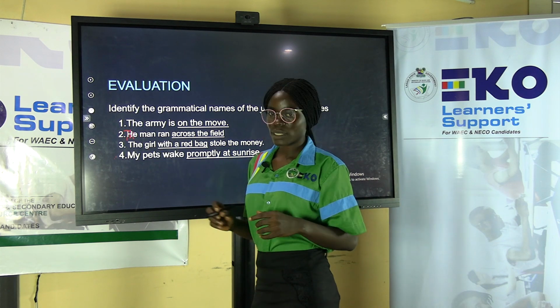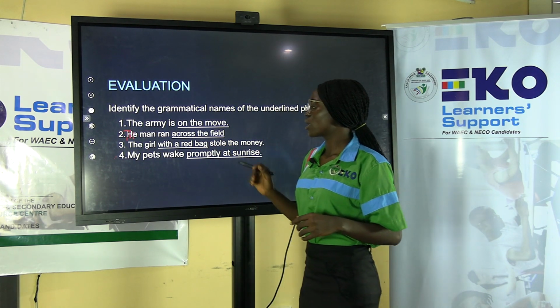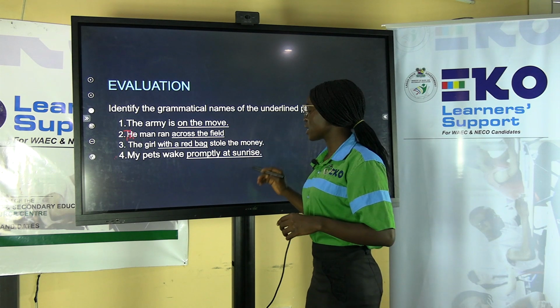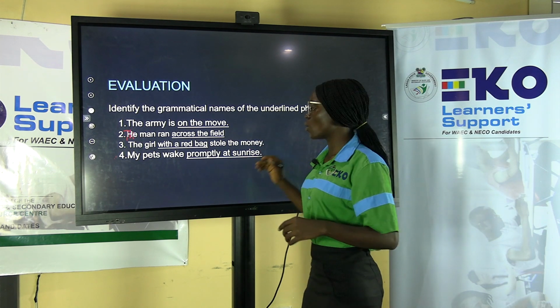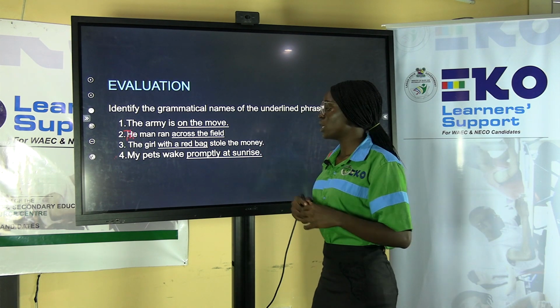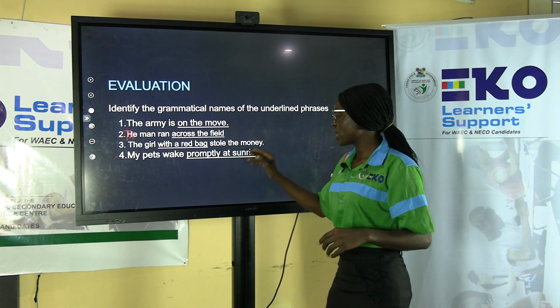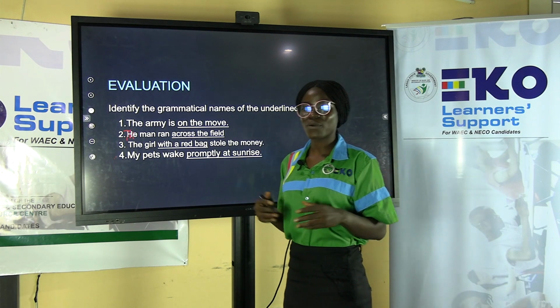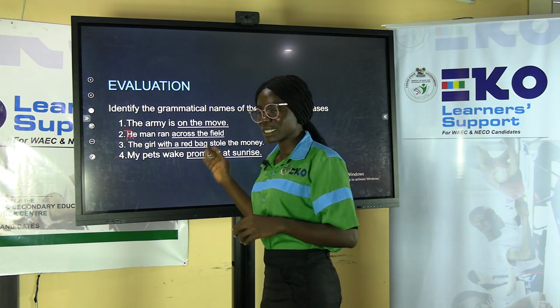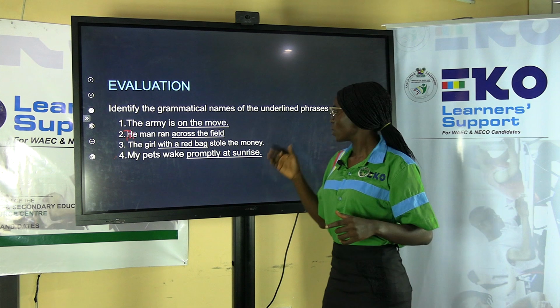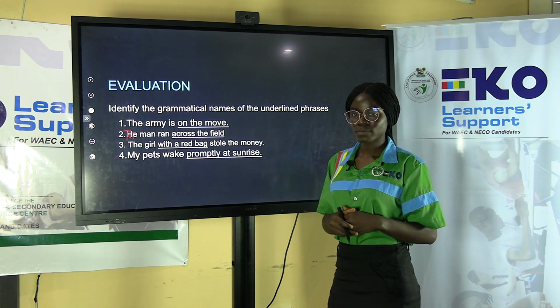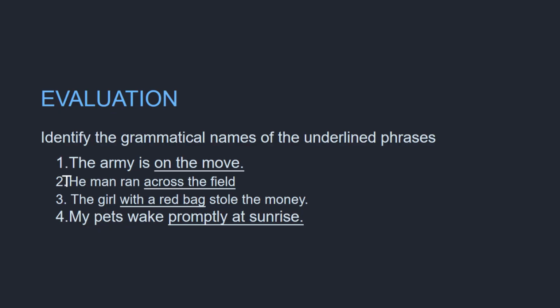The third question, the girl with a red bag stole the money. And the fourth question, my pets wake promptly at sunset. Can you identify the grammatical names and the functions in the sentence? All right, let's answer the questions together.